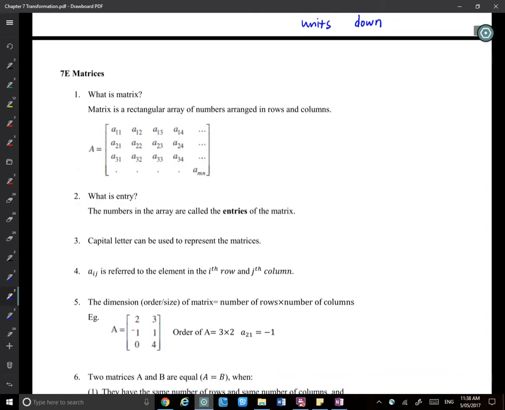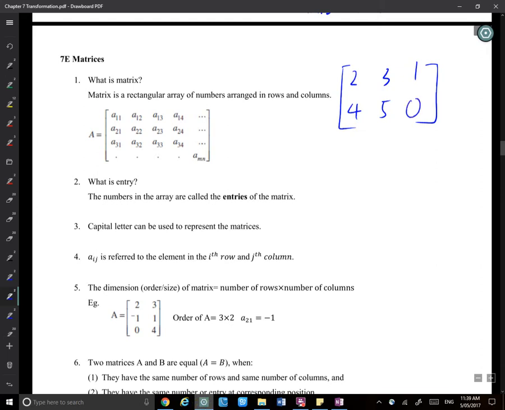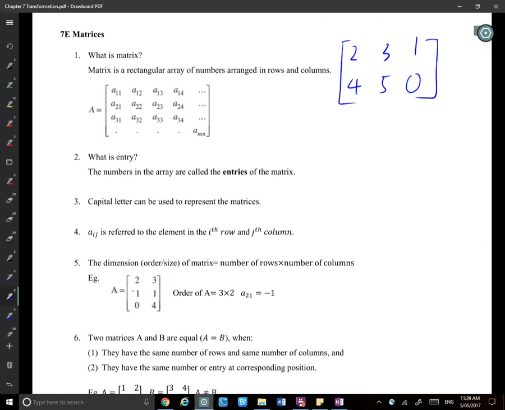You can treat a matrix as a rectangular array of numbers arranged in rows and columns. So I have 4 rows and 3 columns, so 12 numbers arranged in a rectangular box. You can't have a gap like that. You need a number here. It must be a rectangular shape, with the same number of entries in each row. So that is a matrix. A matrix is just a group of numbers put in a box.